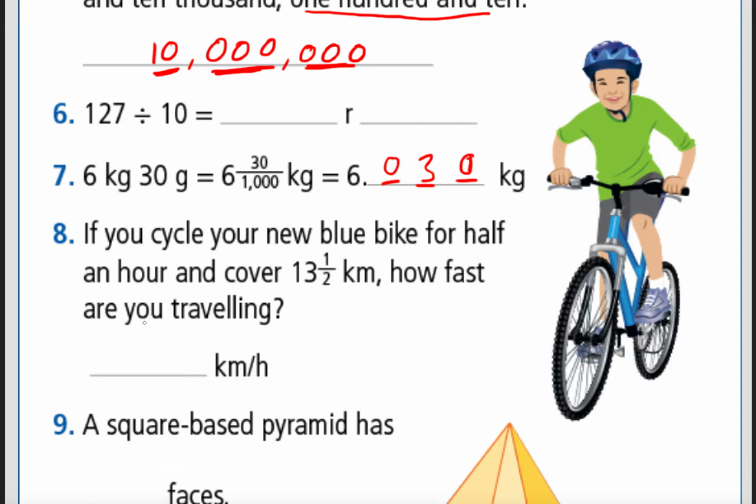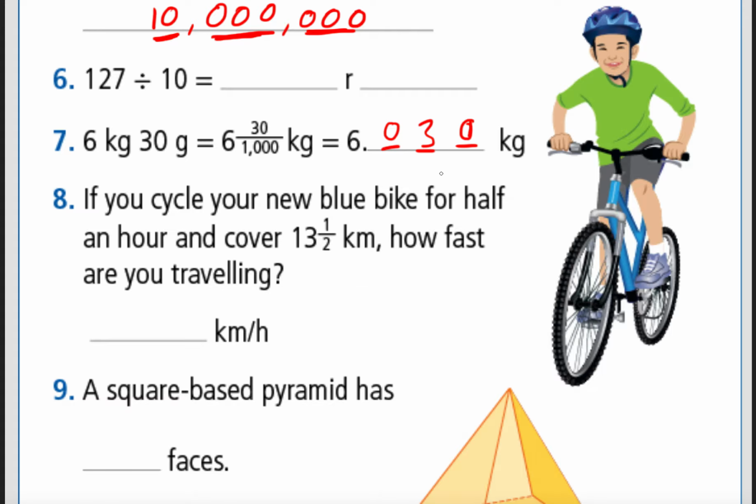Number 8, if you cycle your blue bike for half an hour, that's important now, half an hour, and cover 13.5 kilometers, how fast are you traveling? And they're asking you to give your answer in kilometers per hour. Now we know how fast it went in half an hour, or how much ground it covered in half an hour. In half an hour, it went 13.5 kilometers.